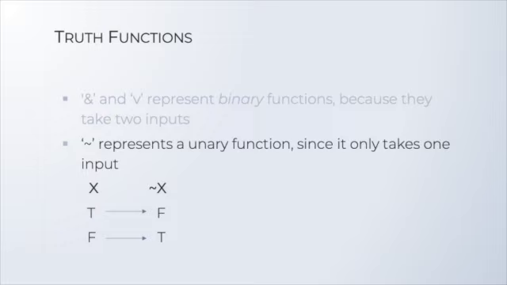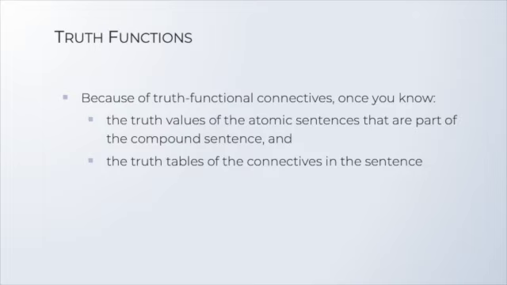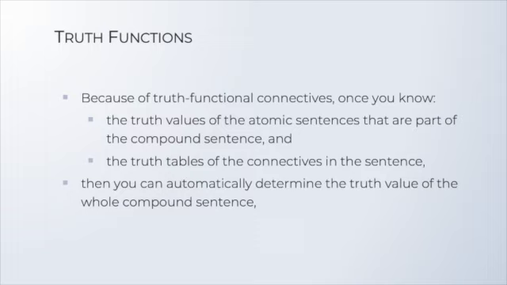One nice feature of having connectives that are truth functional is that they allow you to unambiguously determine the truth value of a compound sentence from the truth values of its components. That is, once you know the truth values of the atomic sentences that are part of the compound sentence, and you know the truth tables of the connectives in the sentence, then you can automatically determine the truth value of the whole compound sentence, regardless of how long the sentence is.